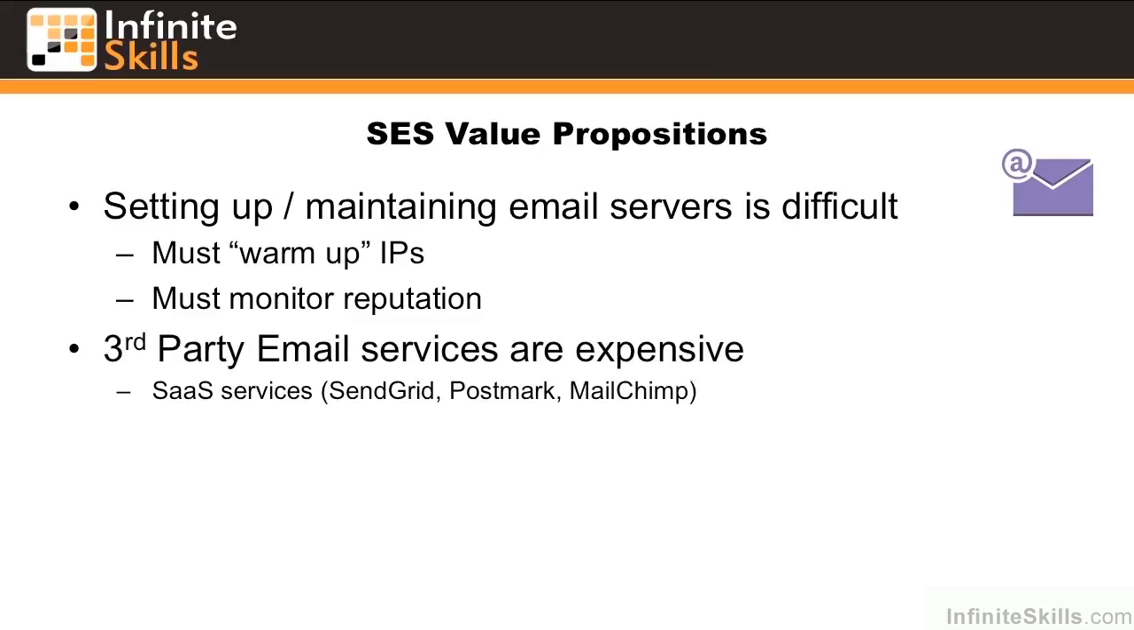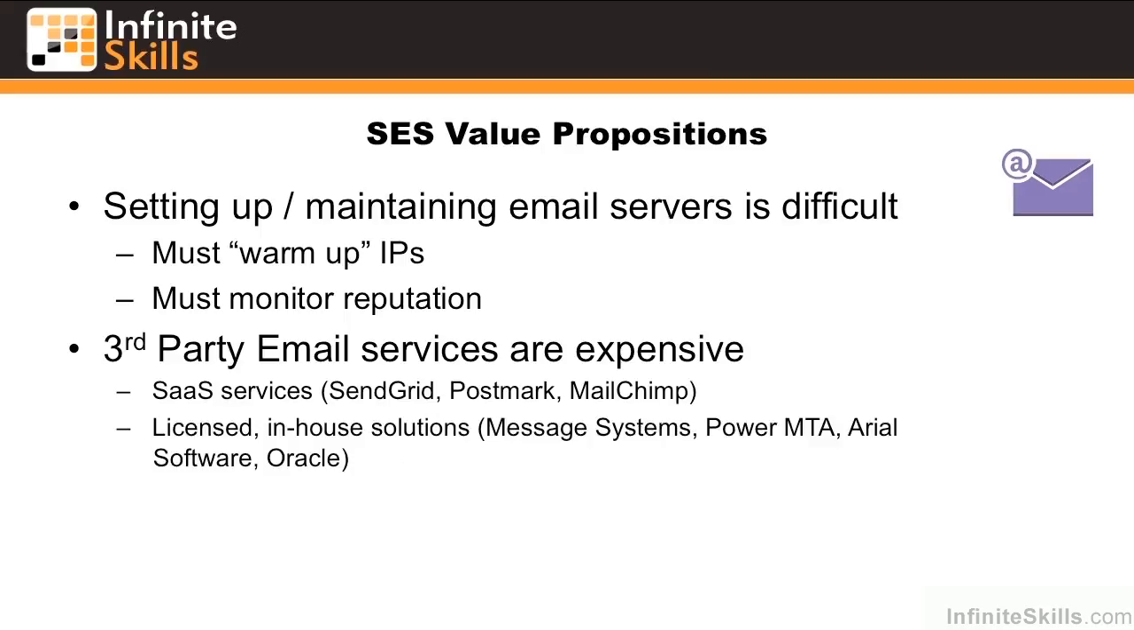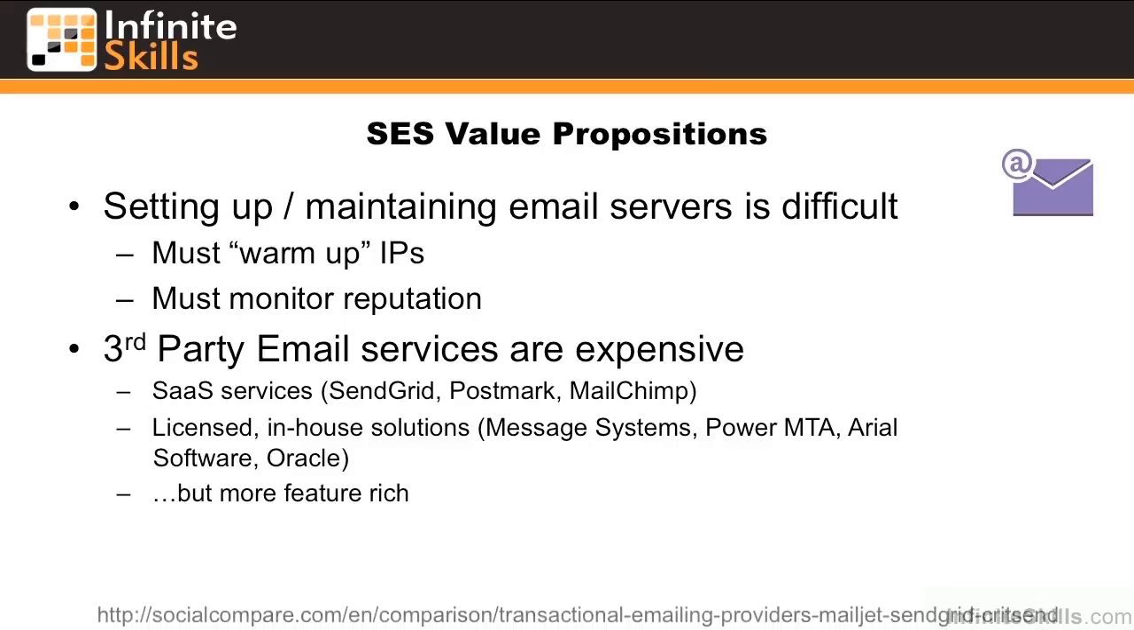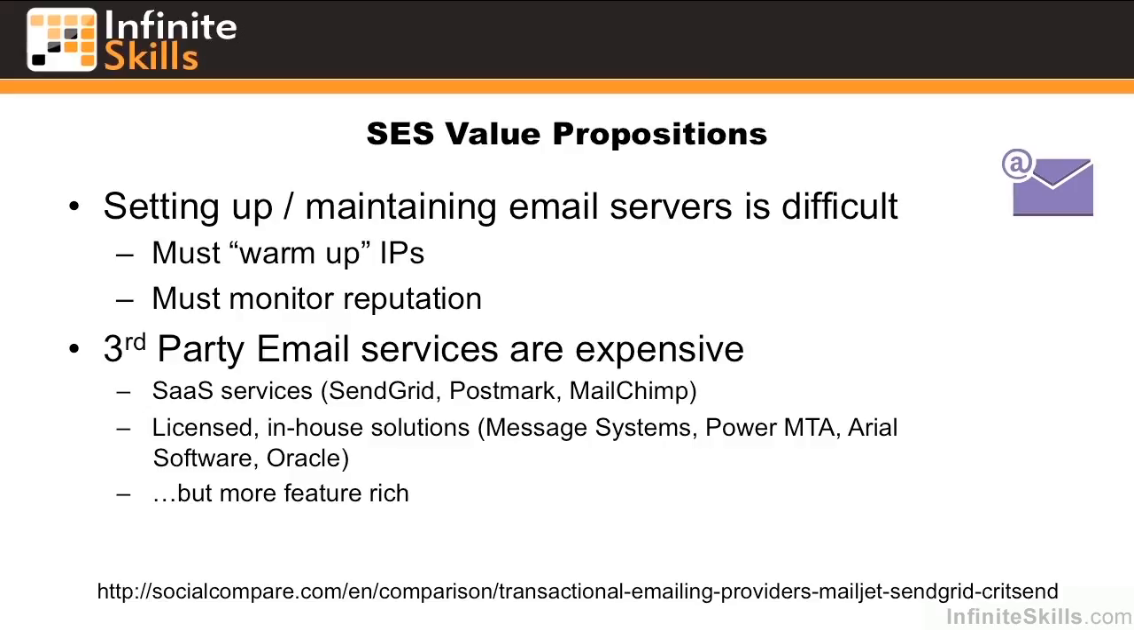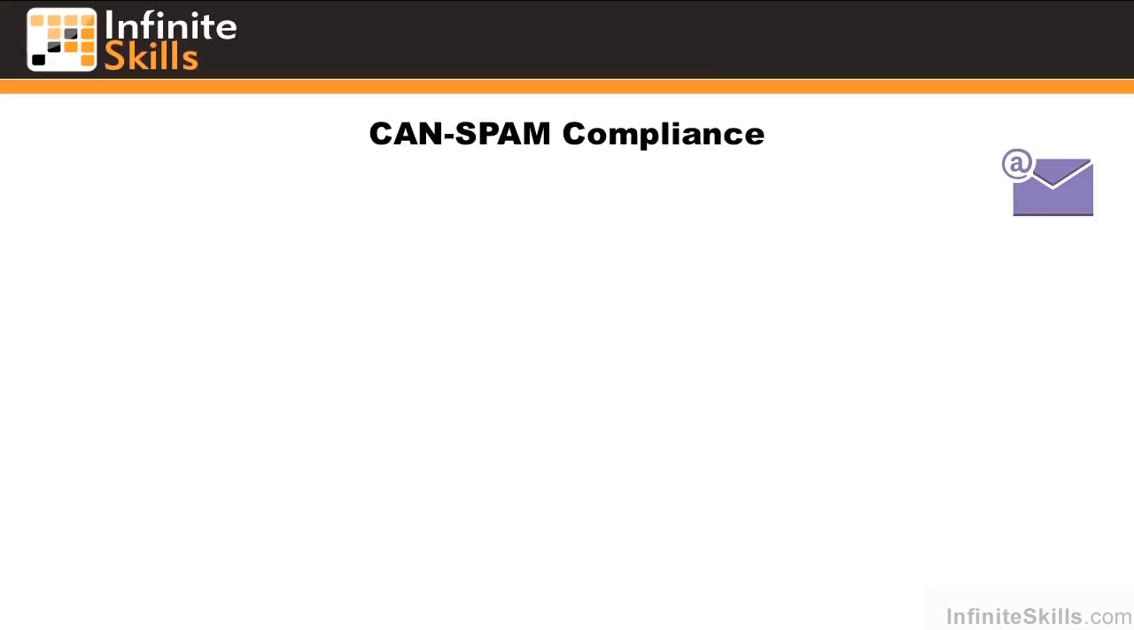There are SaaS services such as SendGrid, Postmark, and MailChimp, which are generally lower priced than the licensed in-house solutions from companies such as Message Systems, PowerMTA, Ariel Software, and Oracle. But these third-party solutions are often more feature-rich. This URL has a great comparison side by side of many of the popular email services.